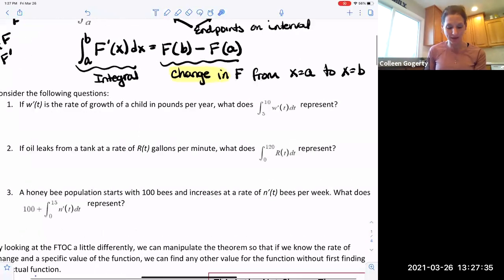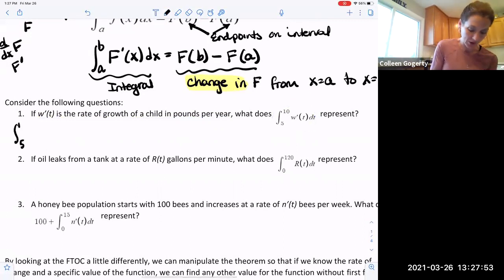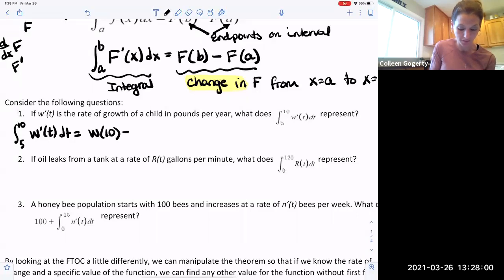So let's look at these three examples and let's see if we can make some sense of them. So notice W'(t) is the rate of growth of a child in pounds per year. All right, so we have a rate of change. So what does this mean? Now in symbols, which isn't what we're after, but in symbols, I would hope that everybody would feel comfortable using the fundamental theorem of calculus to write this as W of 10 minus W of 5. But what does this mean? What does this part tell us?